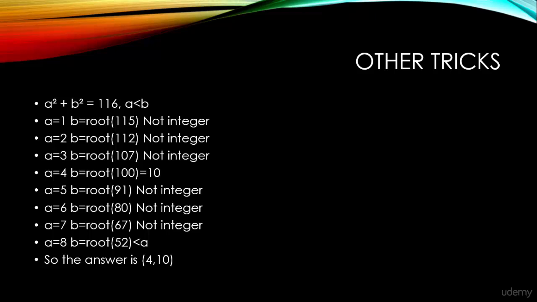So a is equal to 1, b is equal to root 115, not integer. a equal to 2, b equal to root 112, not integer. a equal to 3, b equal to root 107, not integer. a equal to 4, b is equal to root 100 is equal to 10. a is equal to 5, b is equal to root 91, not integer. a equal to 6, b is equal to root 80, not integer. a is equal to 7, b is equal to root 67, not integer. a equal to 8, b is equal to root 52, less than a. So the answer is 4 comma 10.